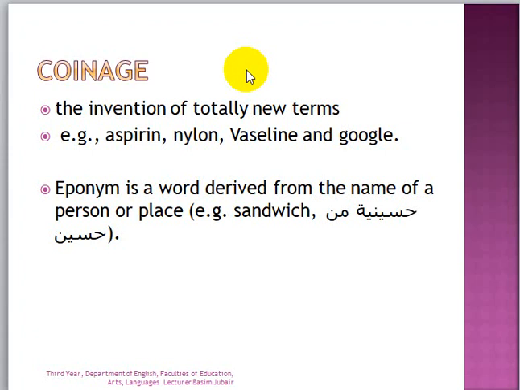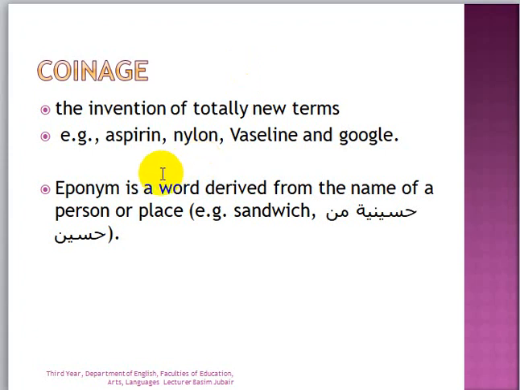Otherwise, I myself can coin so many different words, but can I use them throughout the whole speakers of the language? When I'm able to use them throughout the large number of the speakers of the language, then I can say this is the coinage process from where these words came.